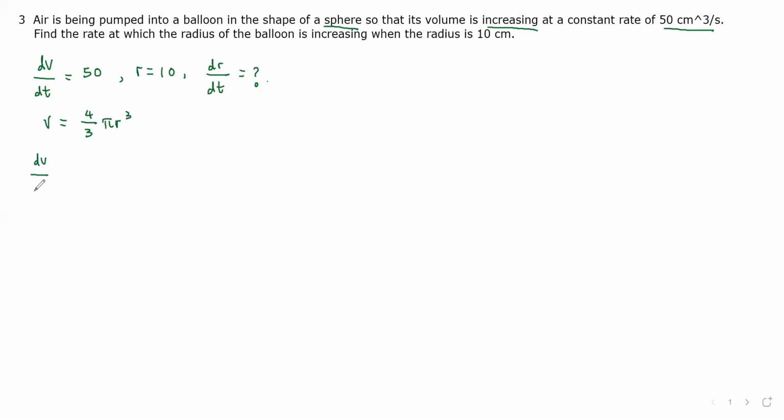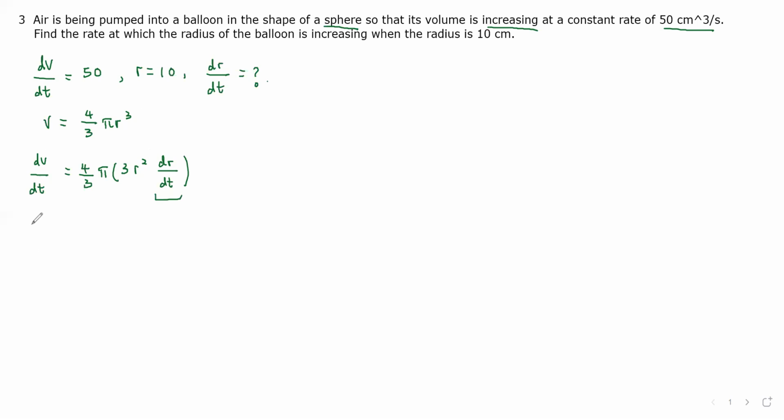We have dV/dt on the left side. 4/3 pi is just a constant. When we differentiate r cubed with respect to t, we apply the chain rule to obtain 3r squared dr/dt. dr/dt is what we need to find.